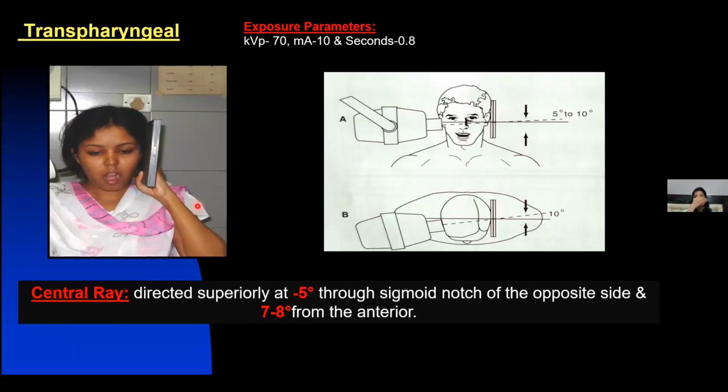So the central X-ray is directed, and it is an infracranial, so it has to be below the cranium, right? So the central X-ray is directed superiorly. How much? 5 to 10 degrees through the sigmoid notch of the opposite side, and anteriorly 5 to 8 degrees. So angulations you have to remember, and indication.